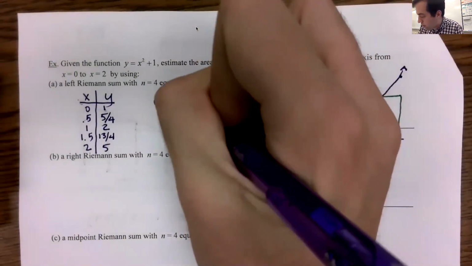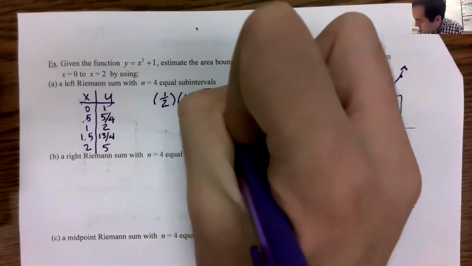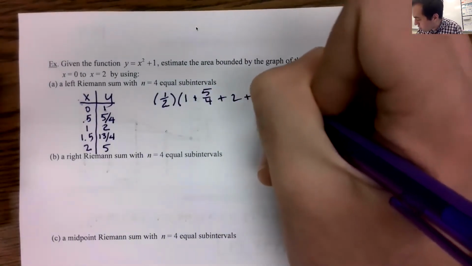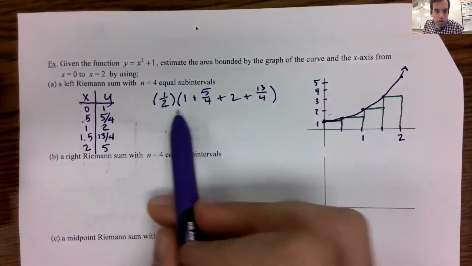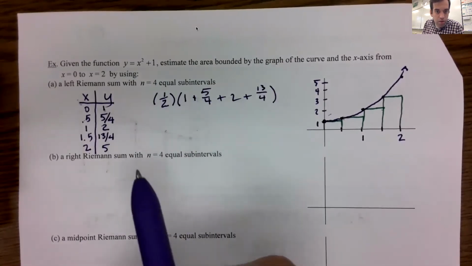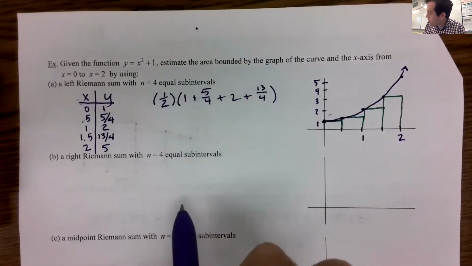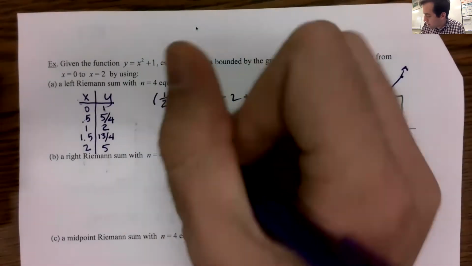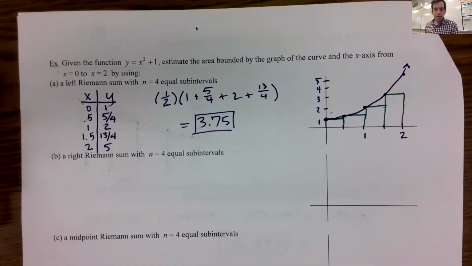So it's going to be 1 plus 5/4 plus 2 plus 13/4. So think about that. If we distributed the 1/2, we would have 4 different rectangle area formulas. 1/2 times 1, 1/2 times 5/4, 1/2 times 2, 1/2 times 13/4. We could combine it to make it a little bit nicer to calculate, like this. And when we add and multiply this, we're going to get 3.75. So that's our left Riemann sum.